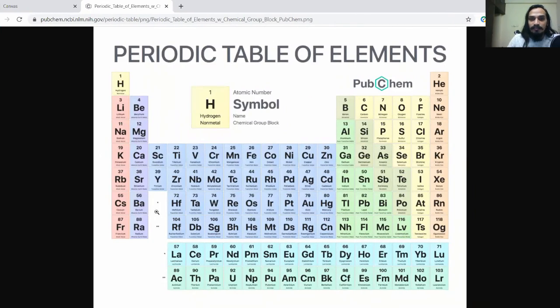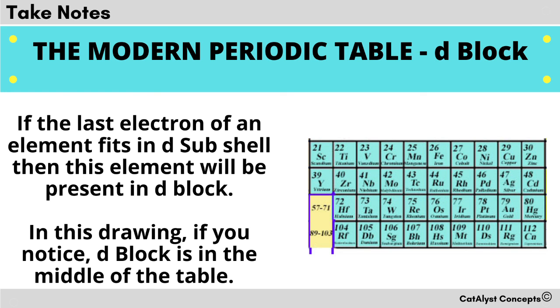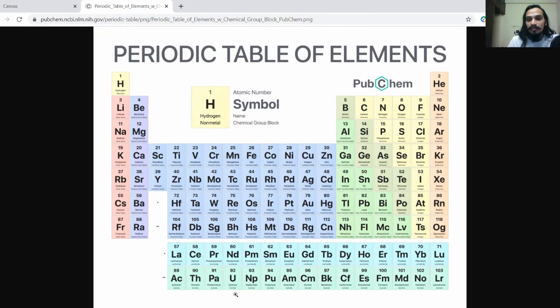Similarly, if we follow the one in the middle over here in the blue color, from scandium, Sc, all the way to zinc, all of these boxes are called the D block, following the same logic. Last electron, if it falls in D, then it will be in the D block. Same way, this last one at the bottom is called the F block. They kind of join over here, and they will continue like that all the way.